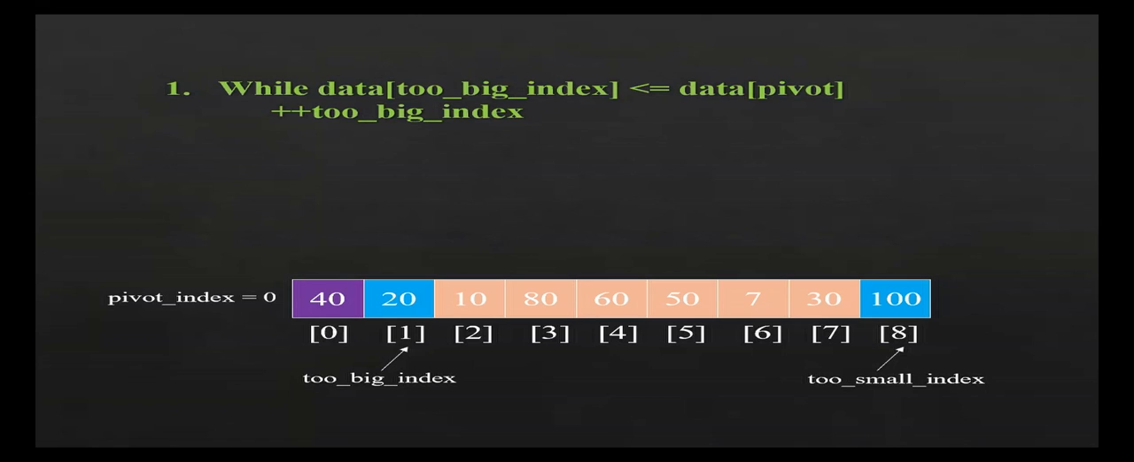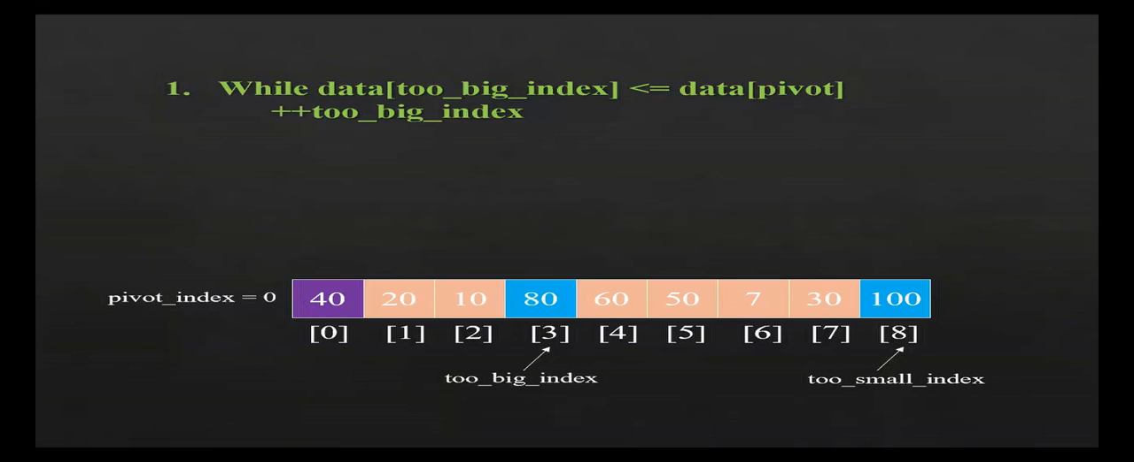So we are checking the condition: the left side index must be smaller than the right side index. Until we find a value greater than the pivot value, we will traverse forward. From the first index, we check 20, which is still smaller than 40, so we can move forward. 10 is again smaller than 40, so we can traverse.